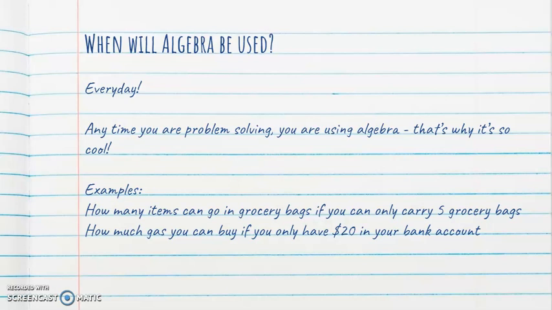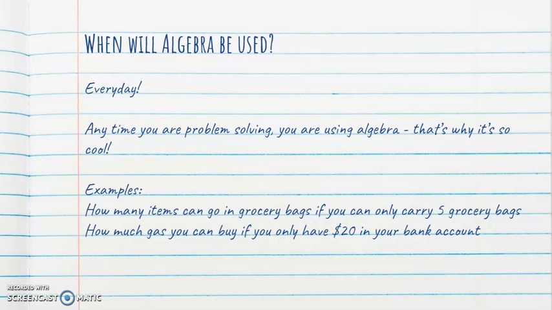So if we look at our examples, just figuring out how many items can go in a grocery bag if you can only carry 5 grocery bags. That's algebra. It's not written out algebraically, but that's a problem that we can solve and we can find an answer for. There are variables in there, we can get a solution.